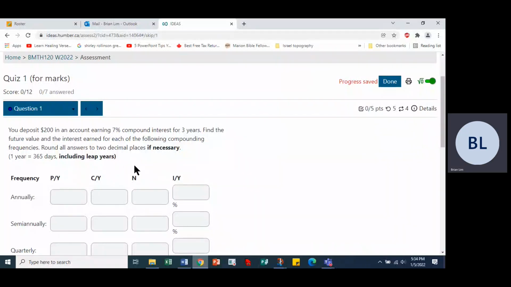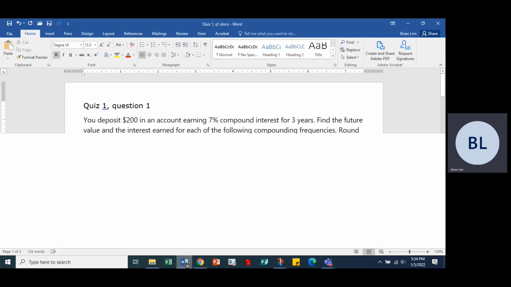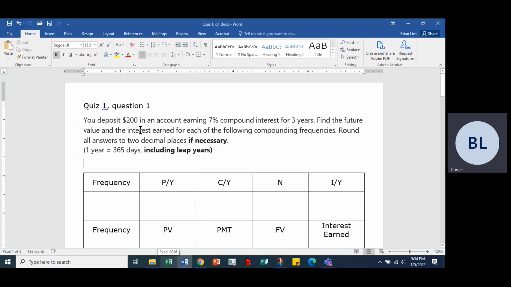I've copied the question into Word to save some time. So let's go. You deposit $200 in an account earning 7% compound interest for 3 years. Find the future value and the interest earned for each of the following compounding frequencies. Round all answers to two decimal places if necessary. And 1 year is counted as 365 days, whether it's a leap year or not.